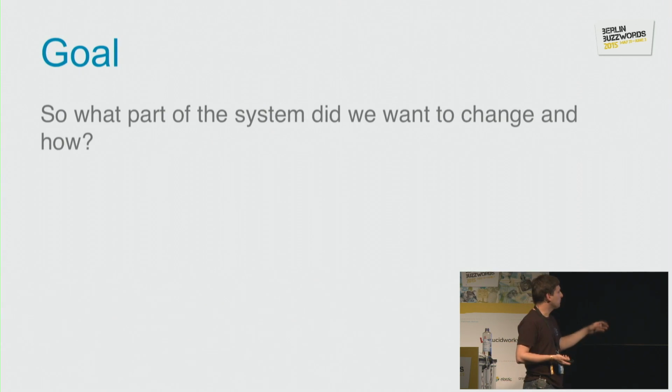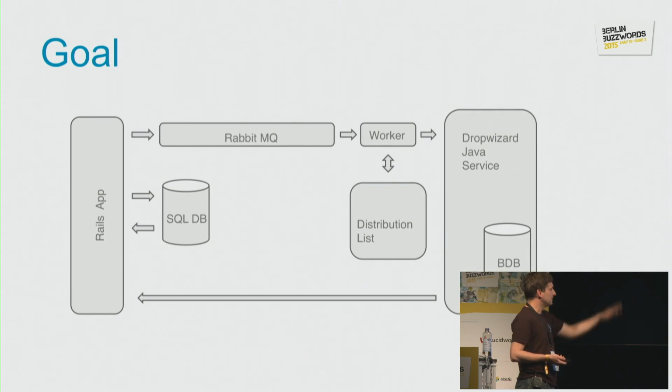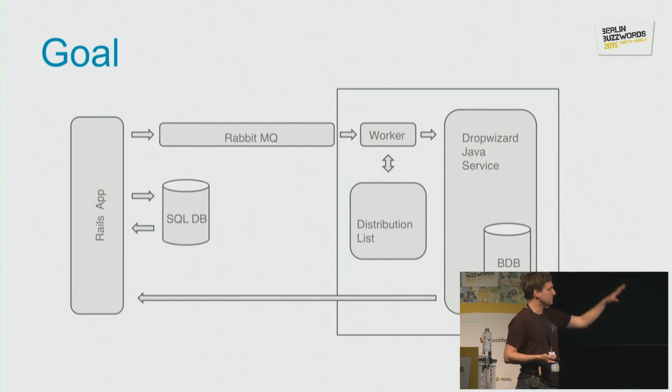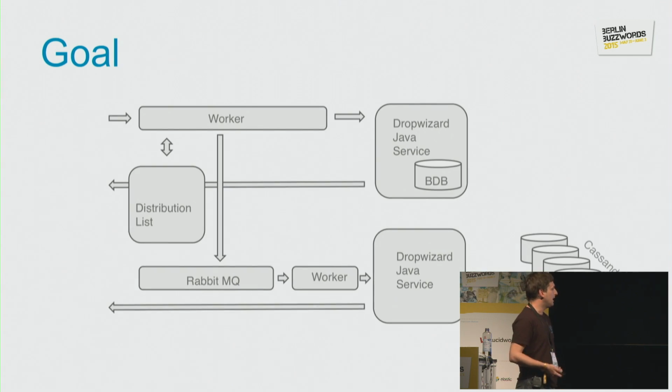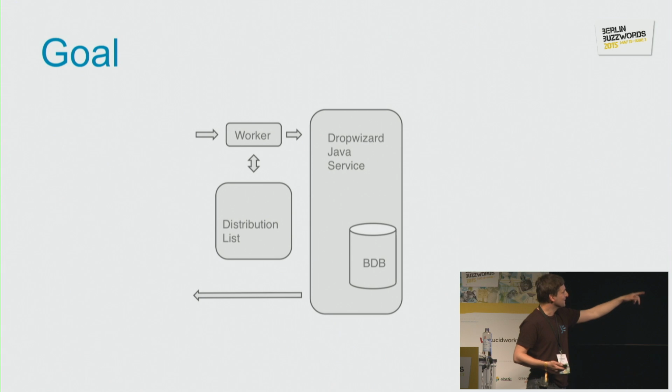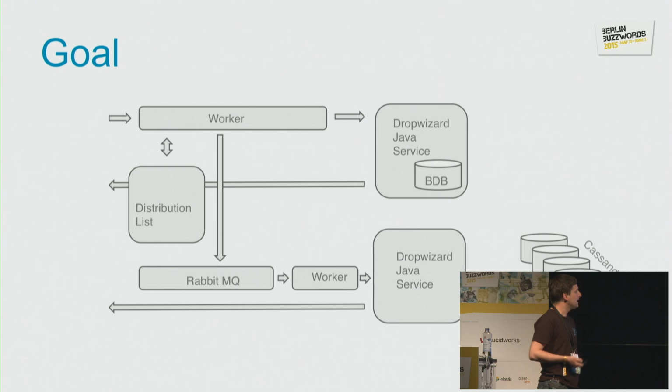So what part of that system did we want to change, and how? We wanted to change that backend. Sorry, it was a quick jump. We wanted to break down that Dropwizard service, and this is what I'm going to be talking about. We wanted to break it into two pieces, and we wanted to remove the BDB backend.